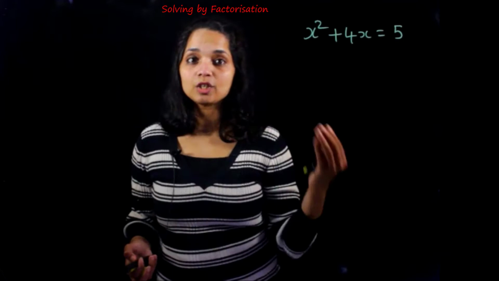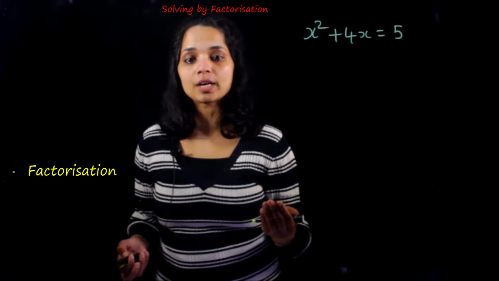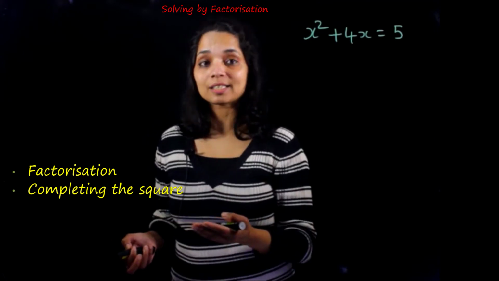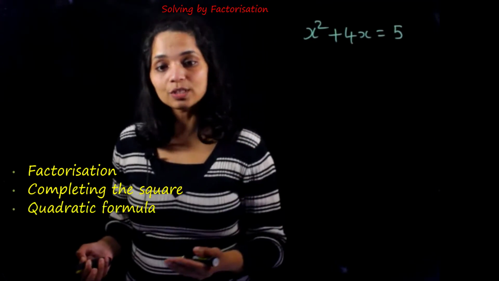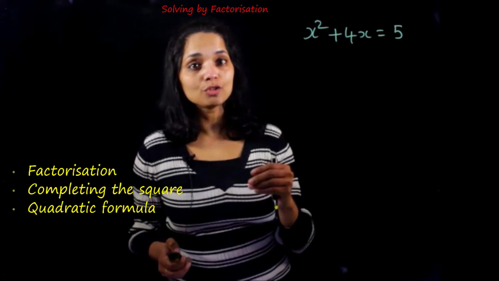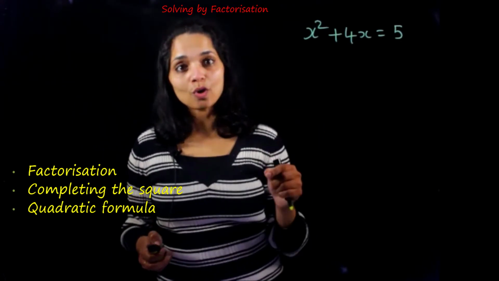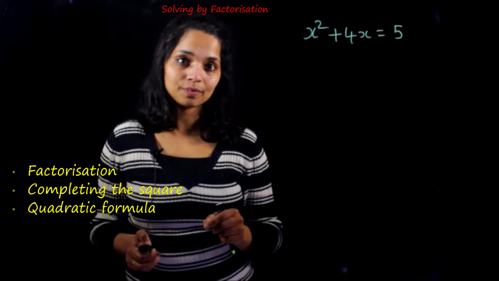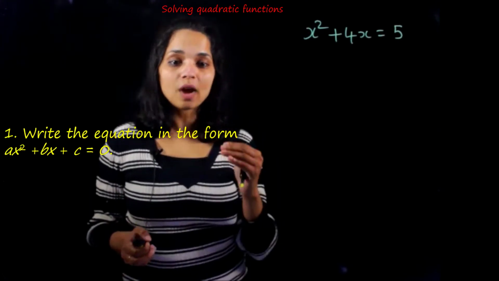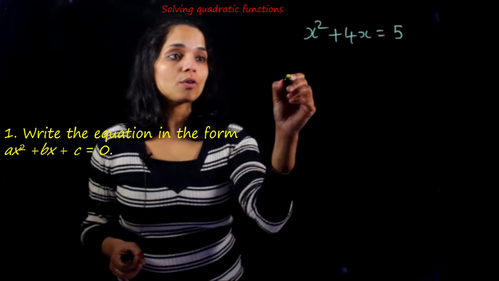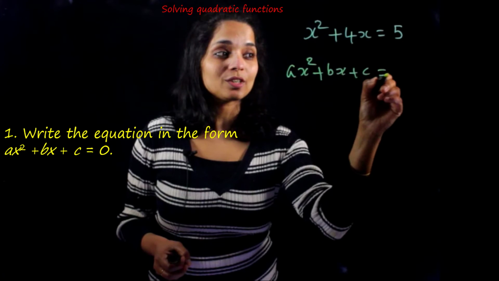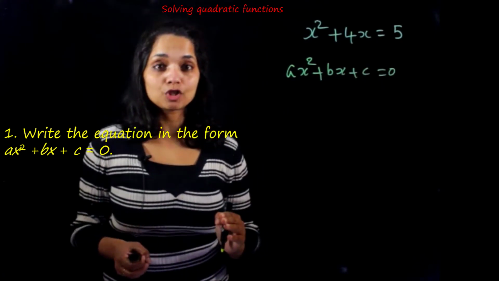There are many ways you can use to solve a quadratic equation. They are factorization, the completing the square method, or the quadratic formula. In this video, we're going to focus on how to use factorization to solve a quadratic equation. The first step in solving by factorization is to write the equation in the form ax squared plus bx plus c equals 0. This is the standard form we should aim for.